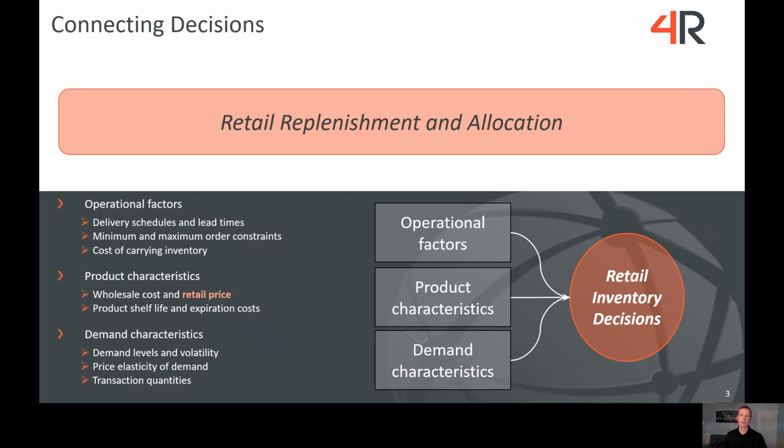Finally, we have demand characteristics. These describe the pattern of consumer demand for the products. How much are customers ordering on a particular day or week? Does this demand fluctuate a lot from day to day? How much is demand affected by changes in price? Do customers typically buy multiple units together?